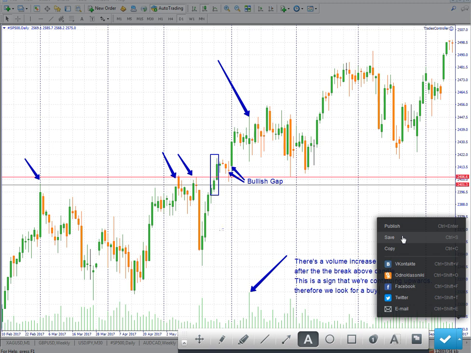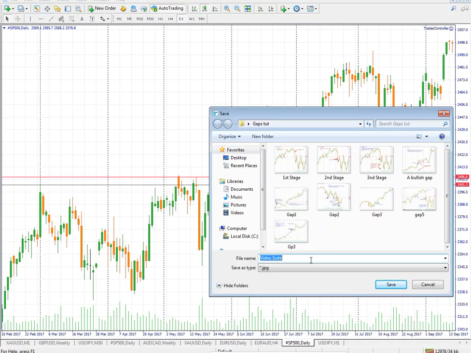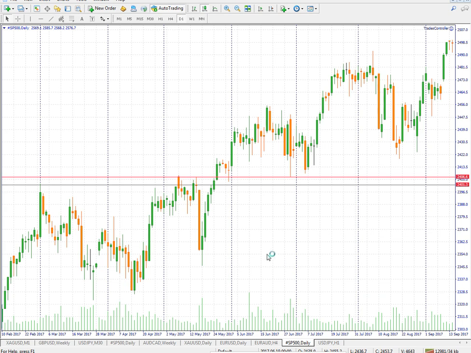Gap 2, gap 4. And then, the most important thing here is the first thing: you need to understand how gaps relate to volume, and how key levels also relate to volume and gaps.